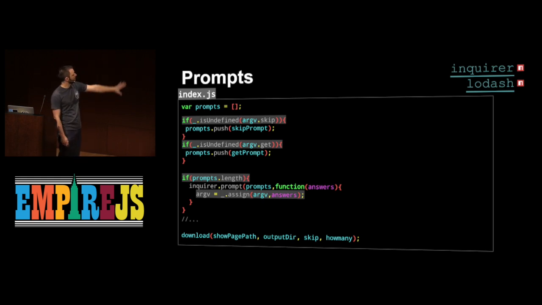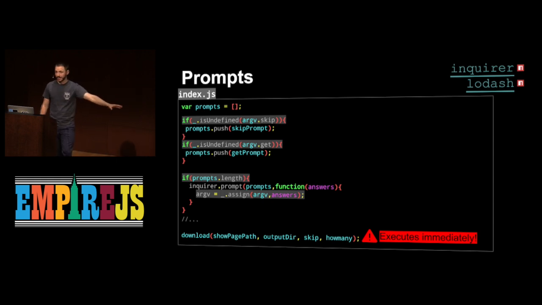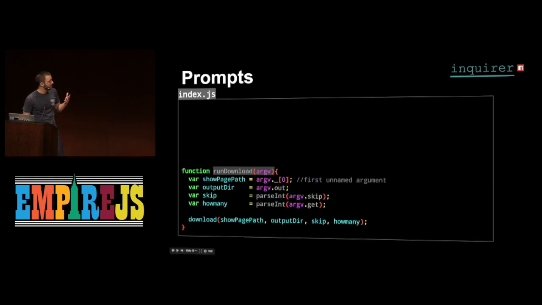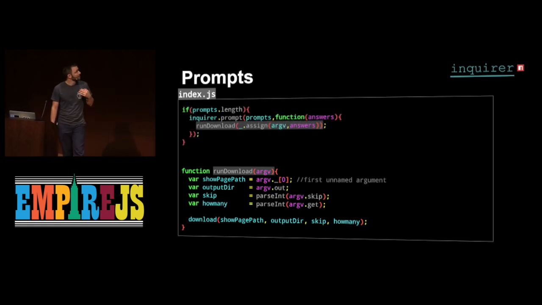If you're looking at this, you may notice that there's sort of a problem here. We call download right after, but this executes immediately. The prompts, of course, are asynchronous. Up until now, we haven't had that in our index.js. And so this is pretty easy to fix. We're just going to wrap the stuff that actually calls the download in a function so we can control when it gets executed. Then we call that from the prompts callback.